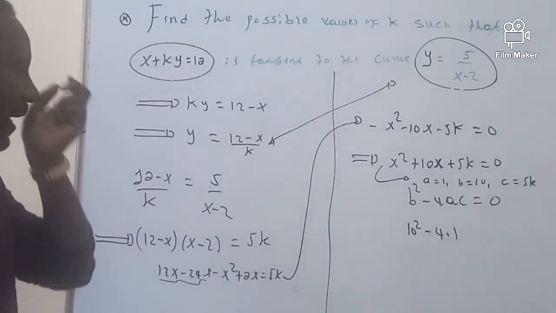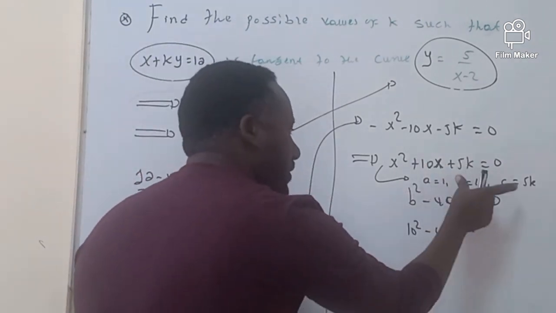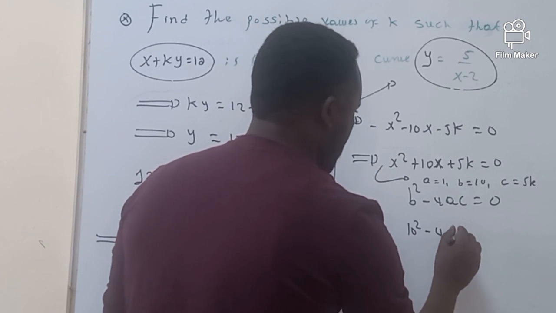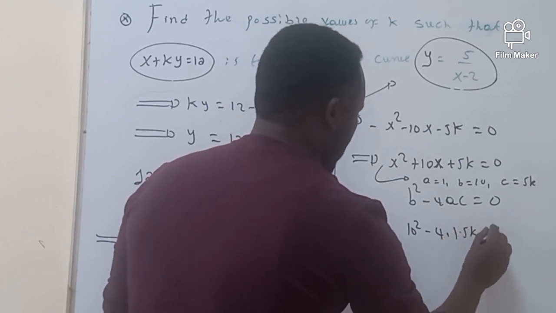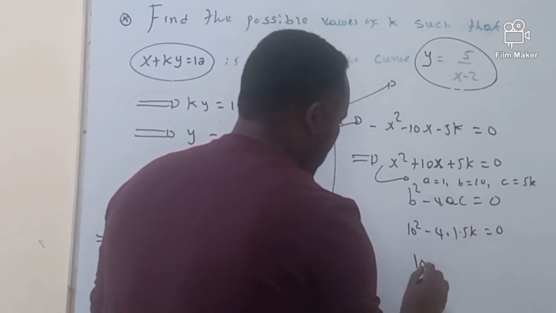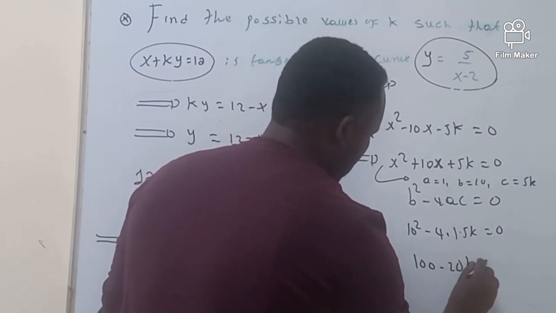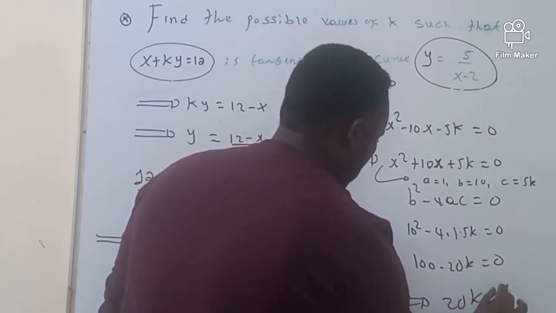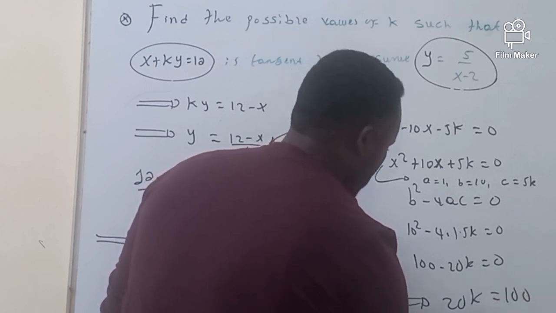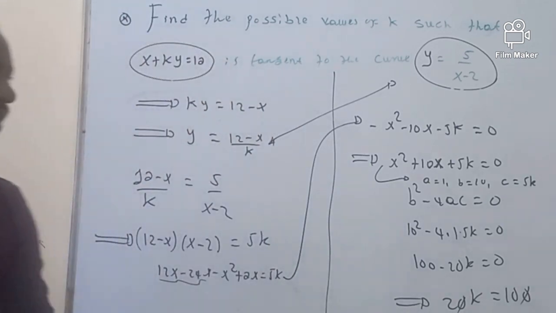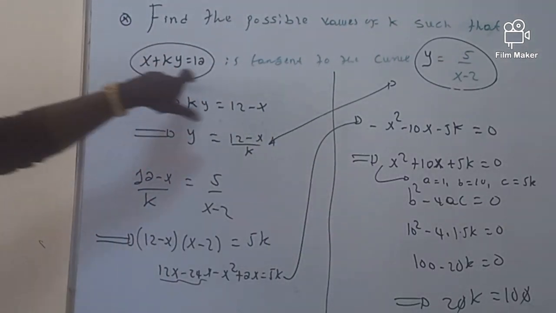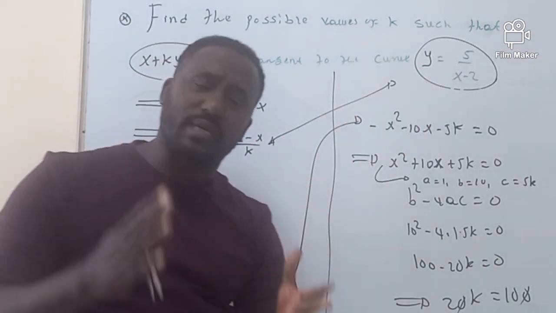So directly plugging all these in, we have 10 squared minus 4 times 1 times 5k equals 0. This is 100 minus 20k equals 0. So this implies that 20k is 100 and k is 5. So this is the possible value for k for which this line is tangent to the curve. You understand? This is very simple.